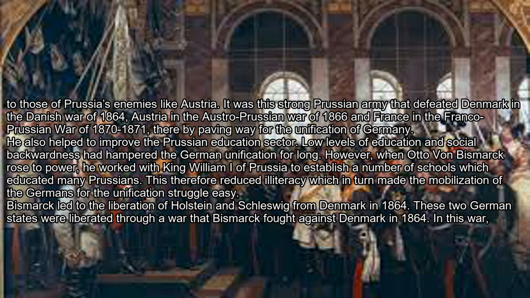He also helped to improve the Prussian education sector. Low levels of education and social backwardness had hampered German unification for long. However, when Otto von Bismarck rose to power, he worked with King William I of Prussia to establish a number of schools which educated many Prussians. This therefore reduced illiteracy, which in turn made the mobilization of the Germans for the unification struggle easy.